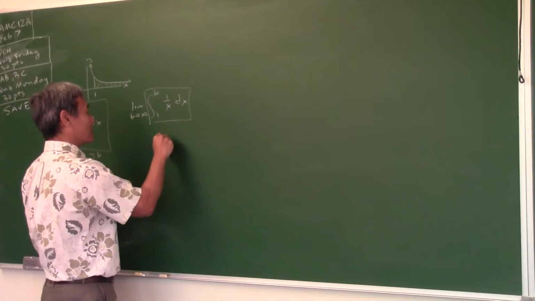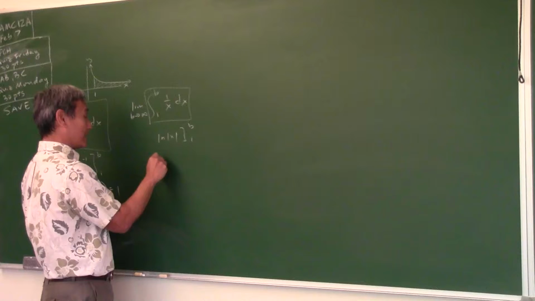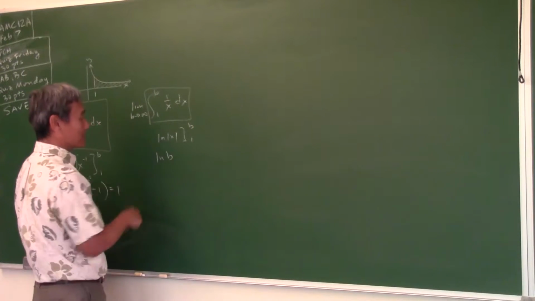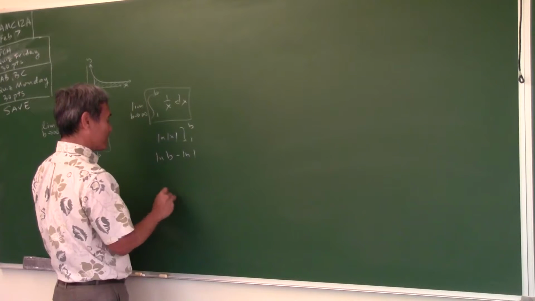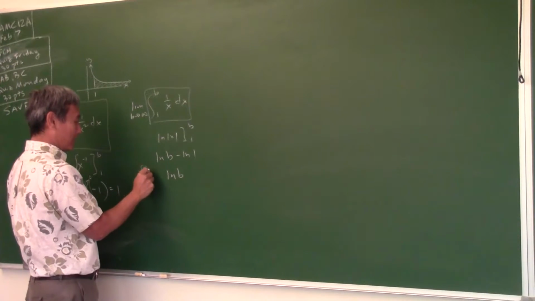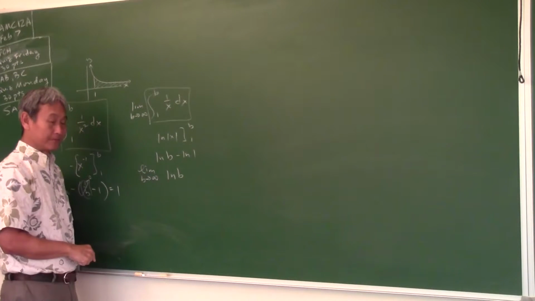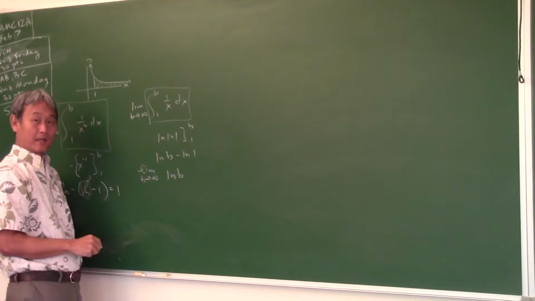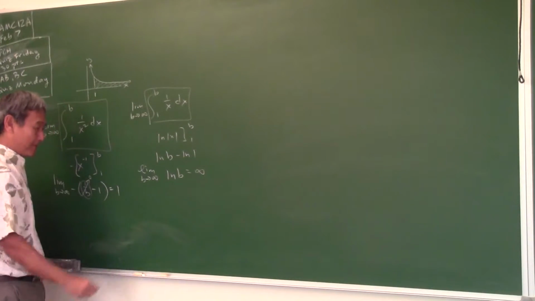So what would that be? Natural log absolute value of x from 1 to b. So you're going to get natural log b, b is positive because b is approaching infinity, minus natural log 1, which of course is 0, so you get natural log b. So what would happen if you take the limit as b approaches infinity of this? This is one of our limits we had in the beginning. It's infinity! Right? Because look at the graph.